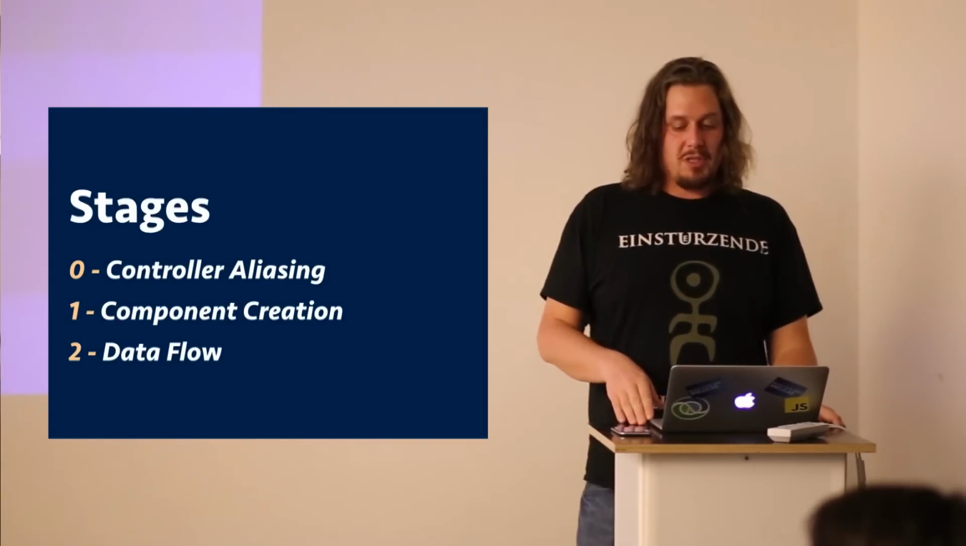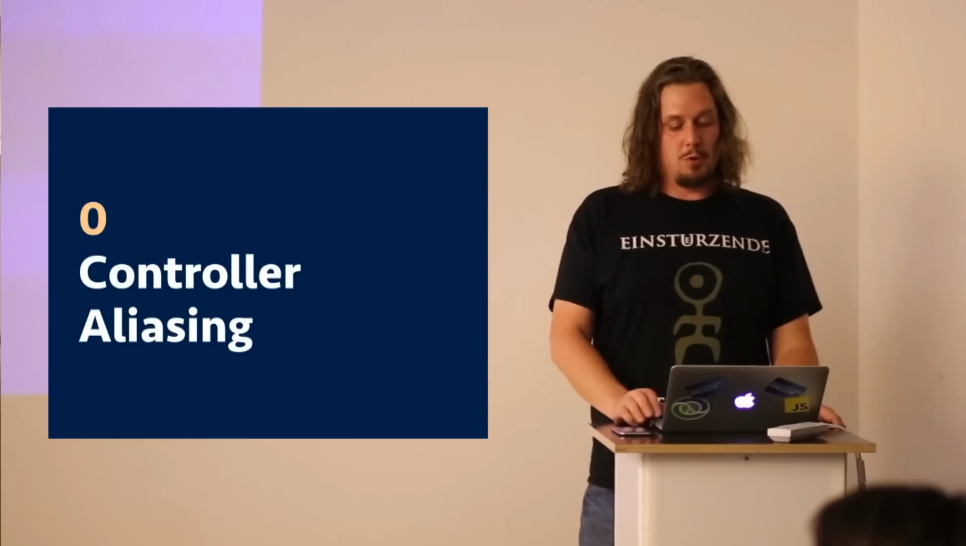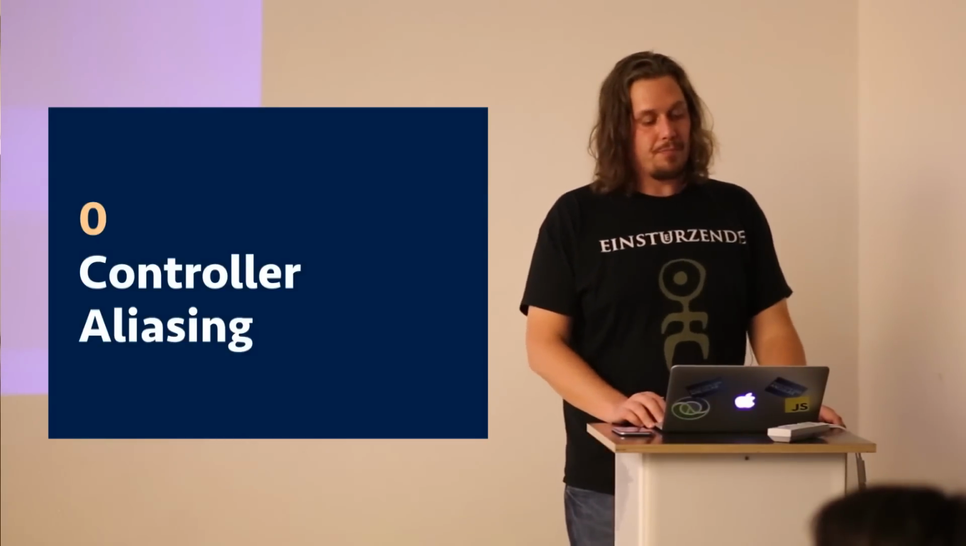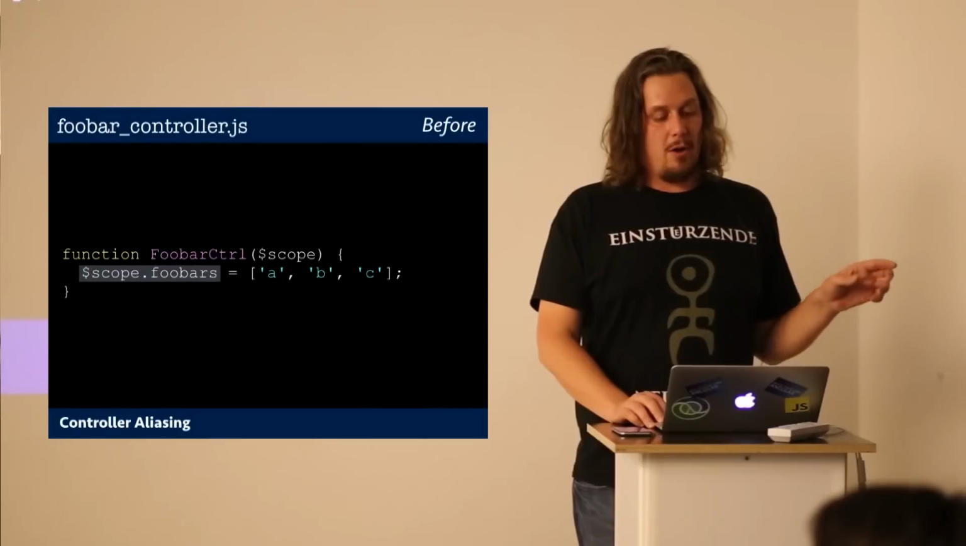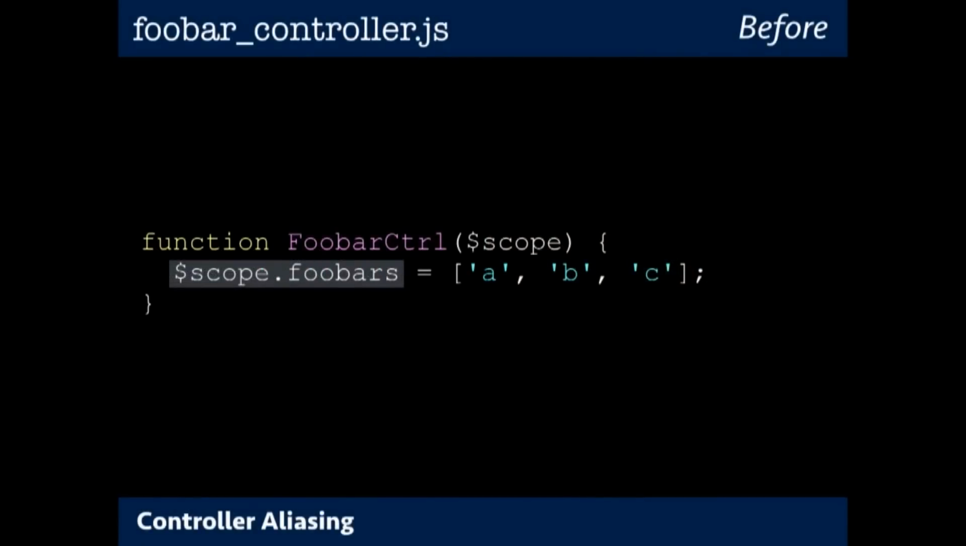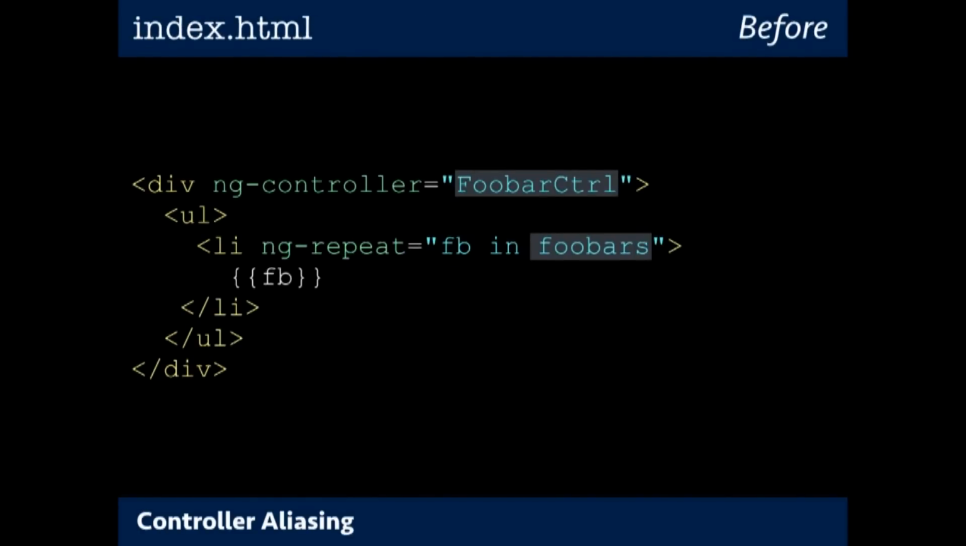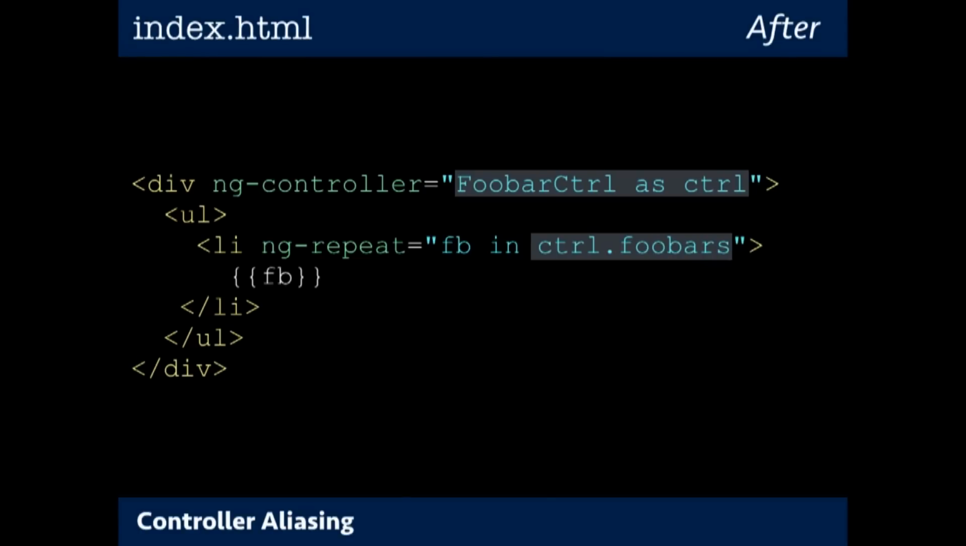But the prerequisite here is to use controller aliasing, which I think most people are familiar with, which is just the pattern of not putting data directly on the scope object, but putting it on the controller object. And then in your template, you define things so that your controller actually goes on the scope with an alias. And this just makes it a lot easier to see where data comes from.